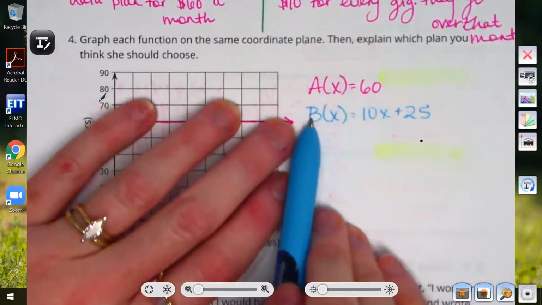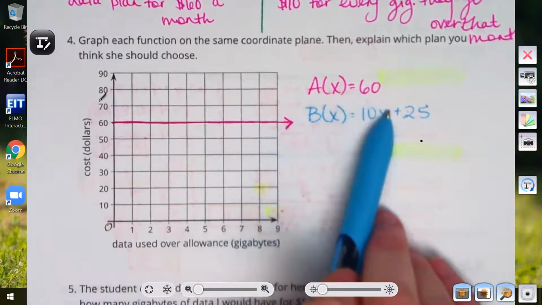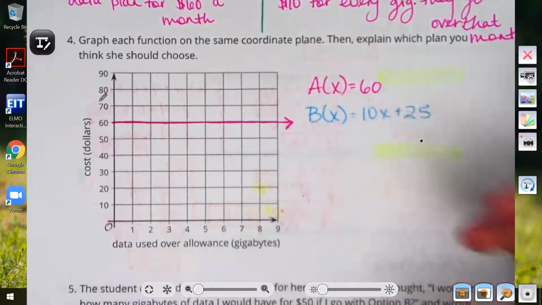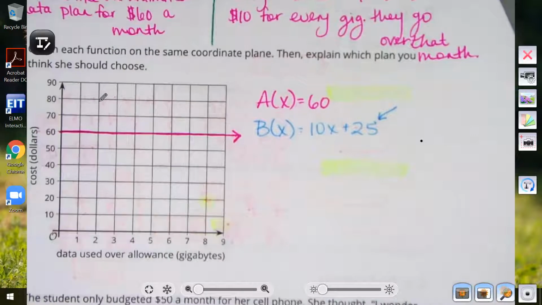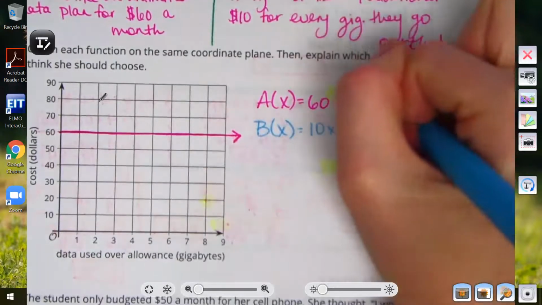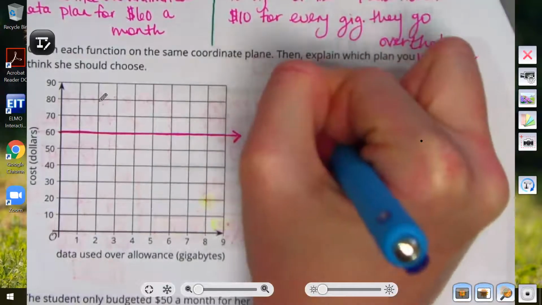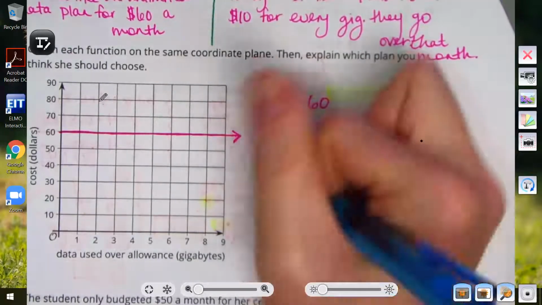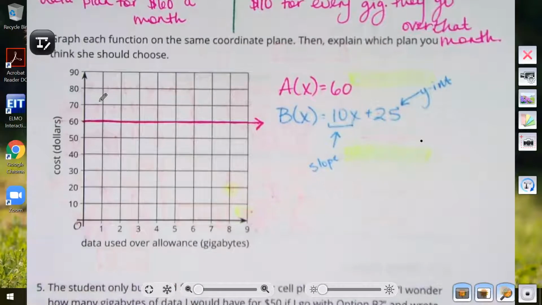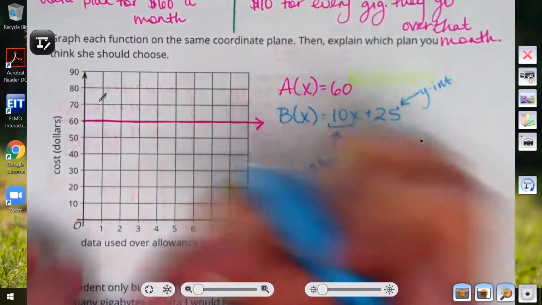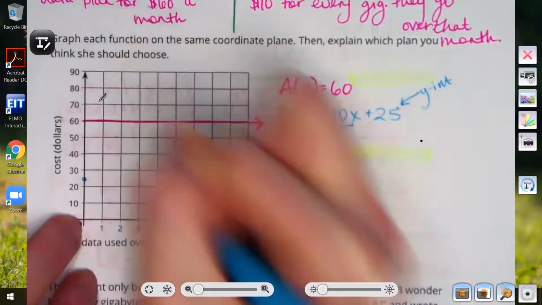We know that when we have an equation, that the number all by itself is our what? That's the starting price, but what's that called in an equation? There's two really important pieces of information in your equation. You have the y-intercept, and that means this number over here by the x is my what? It's my slope. Okay, it's all connected. Now, where's this graph going to start on my y-axis? 25. Okay, so I'm going to go over here to the y-axis and mark that point at 25.